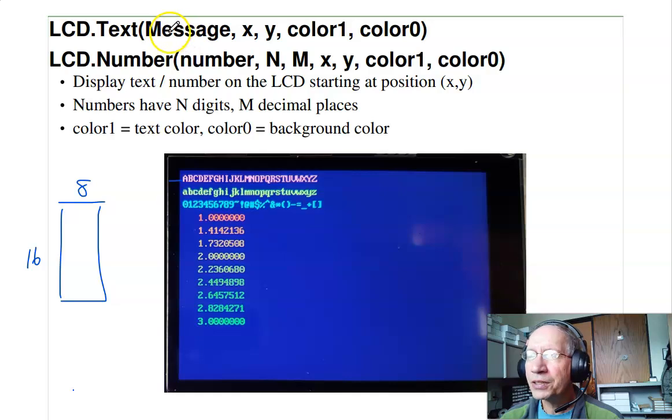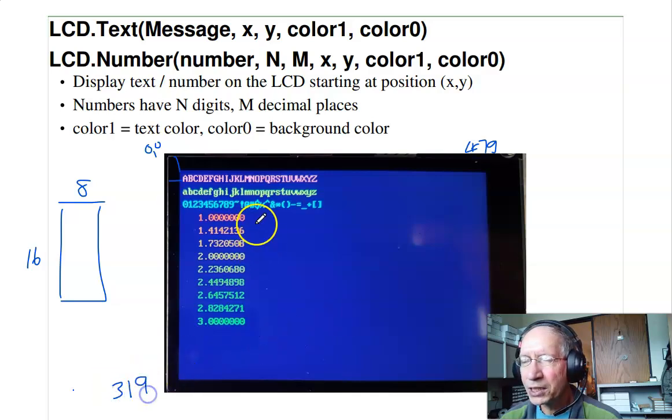With text, you just have a message, tell it what the message is, tell it where you want the upper left corner to be. Again, this point right here is 0, 0. This X is 479. This Y is 319. Specify where you want to put the text, and then it starts right here, and writes left to right.